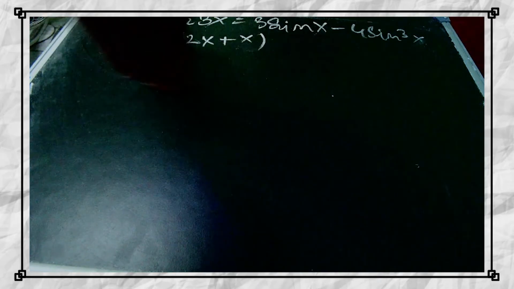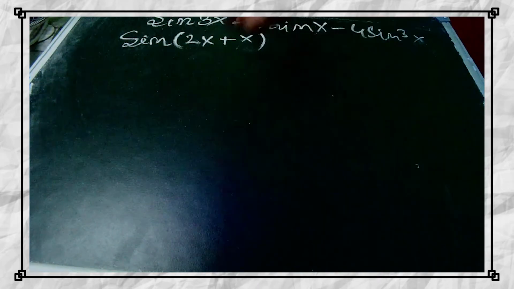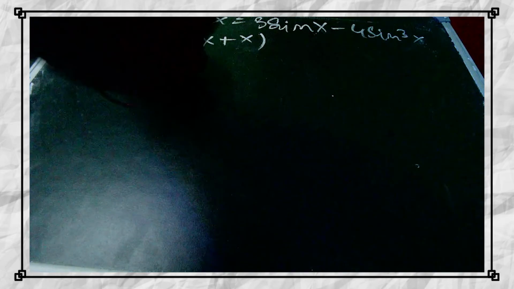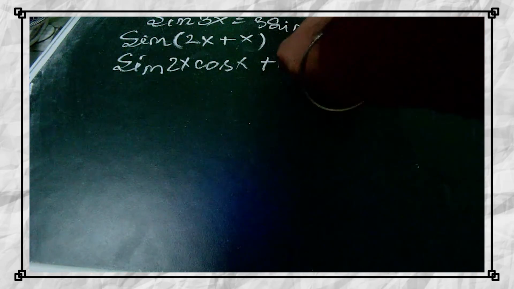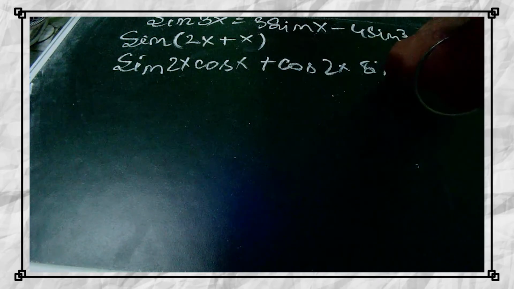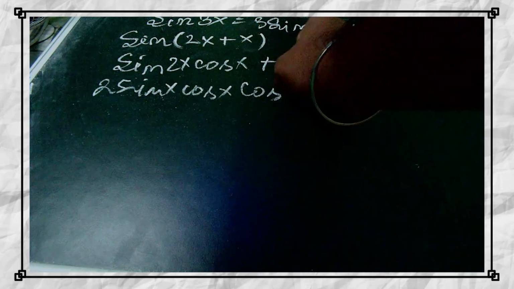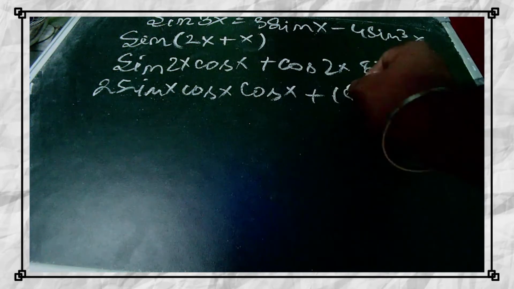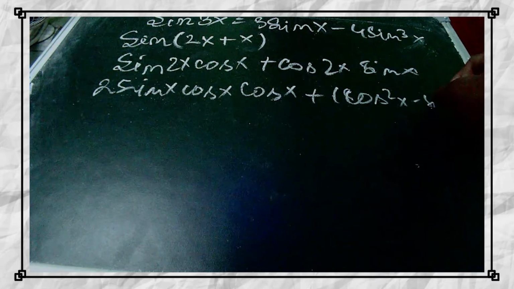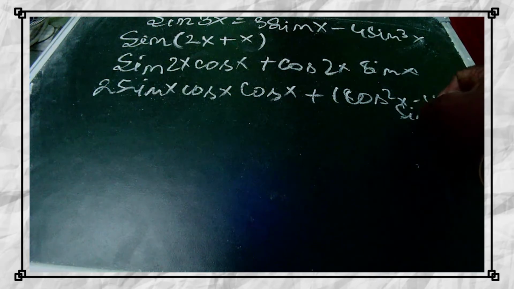So sine of 3x we can write as sine of 2x plus x. So we'll apply the formula for sine of a plus b, that is sine of 2x into cos of x plus cos of 2x into sine of x. Now sine of 2x will be 2 sine x cos x, again multiplied into cos x, plus cos of 2x will be cos square x minus sine square x, and this will be multiplied with sine x again.